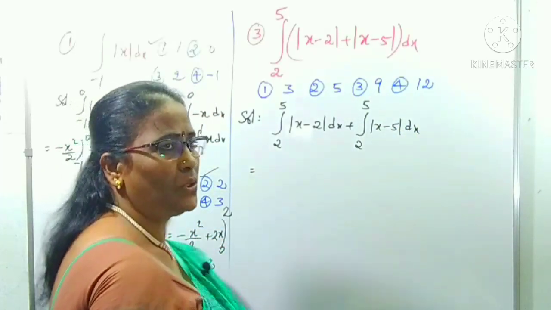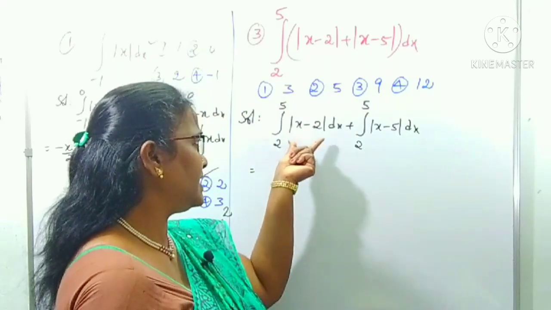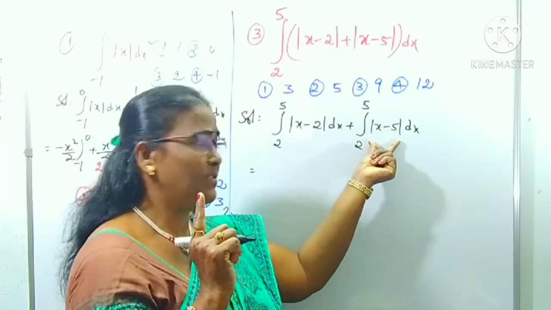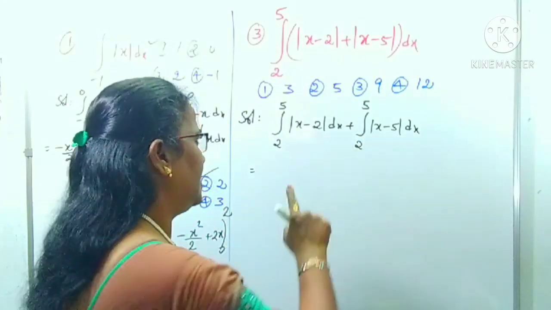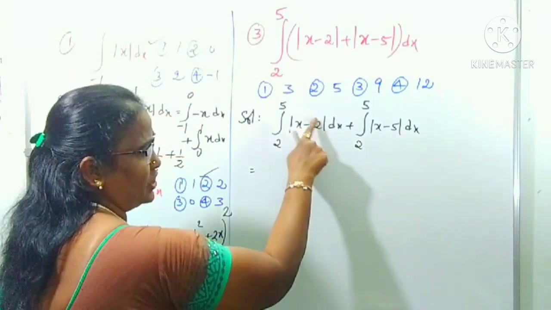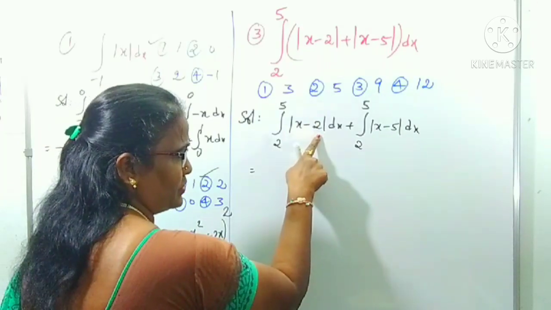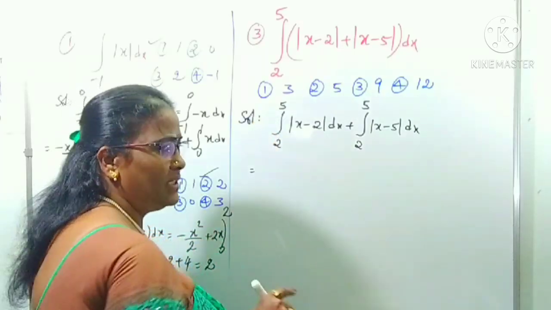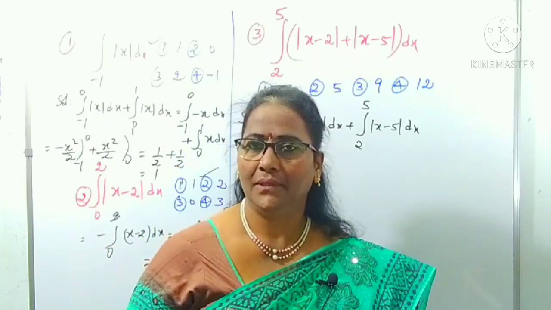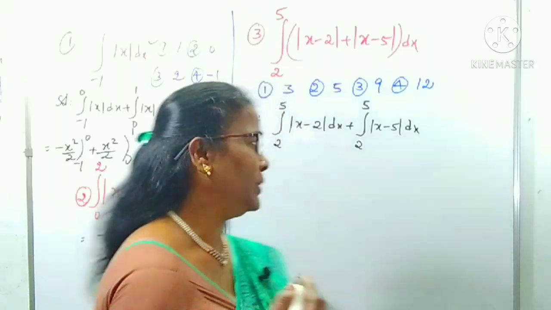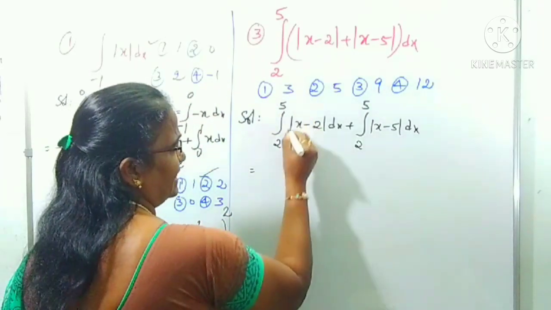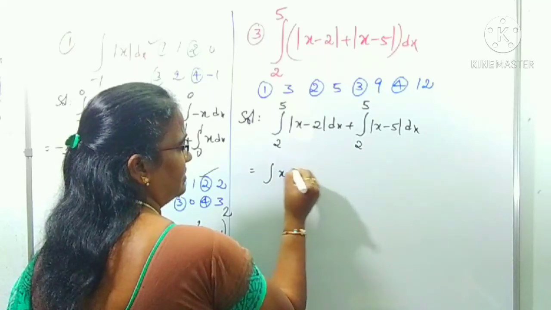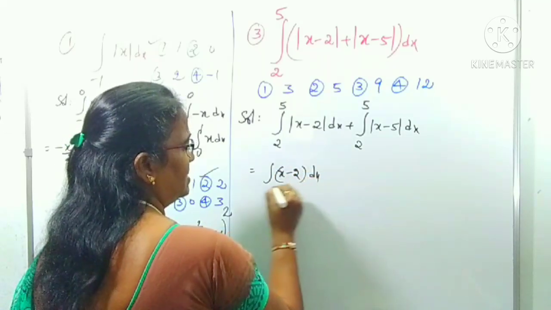You know that clearly. 2 to 5 means what? At what point do we have to concentrate here? For this one, at x equals 2, we have to concentrate. For this one, at x equals 5. x equals 2 only, it is 0. That's why we have to concentrate at x equals 2. And what are the limits here? 2 to 5. 2 to 5 means what? Is it greater than 2 or less than 2? Yes, clearly greater than 2. Greater than 2 means we can take this as positive. That is, x minus 2 only we can take, right? Between the limits 2 to 5.